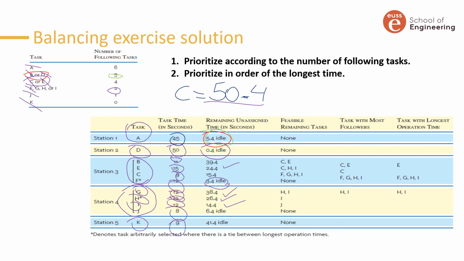Just pay attention, guys. Only here, as we see this 41.4 idle time of the workstation, it means that we have a potential of 41.4 seconds that we are not using. This will show us that the efficiency is not that high. That we'll see in our next slide.